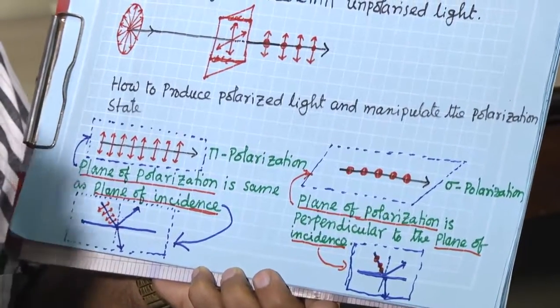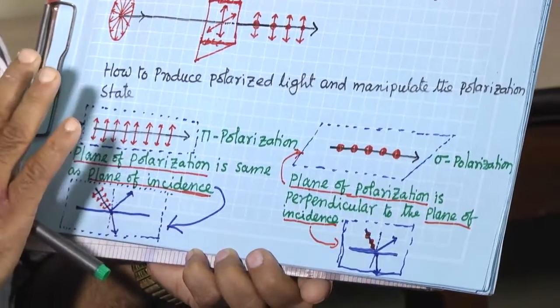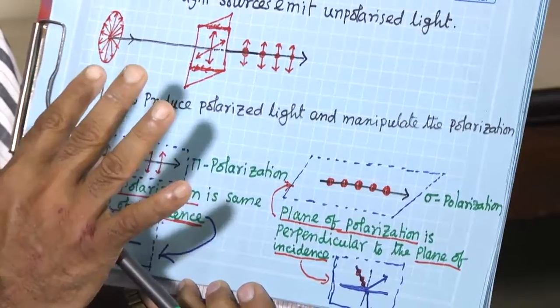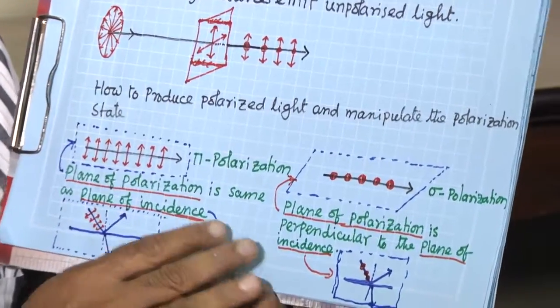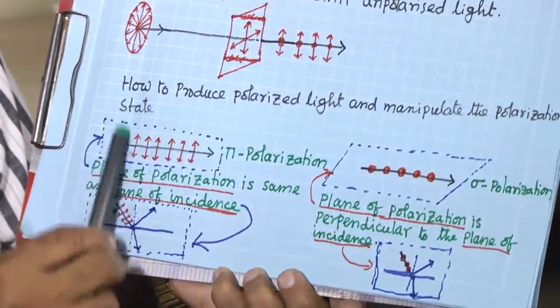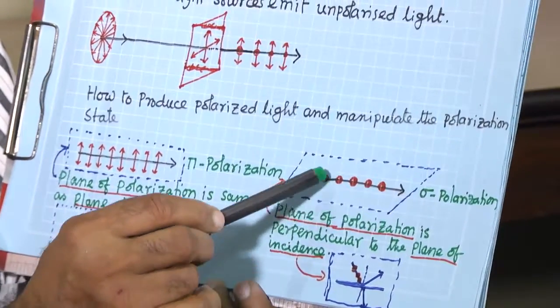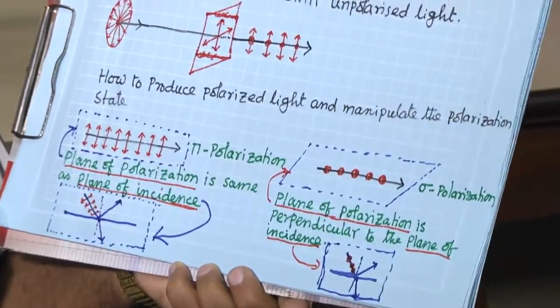If the plane of this paper is the plane of incidence, then pi polarization we represent like this, and sigma polarization we represent like this.